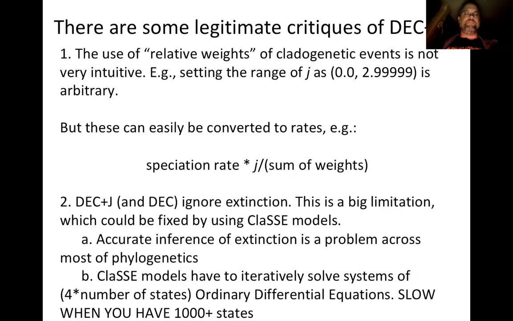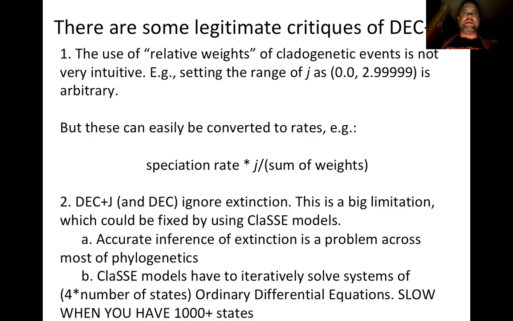Another big flaw that is real in these models is that DEC+J and DEC both ignore extinction. This is a big limitation which could be fixed by using ClaSSE models. But there are some big hurdles here. One is that accurate inference of extinction is a problem across most of phylogenetics. It's a huge problem to accurately infer extinction, even if you have a model that can include it.